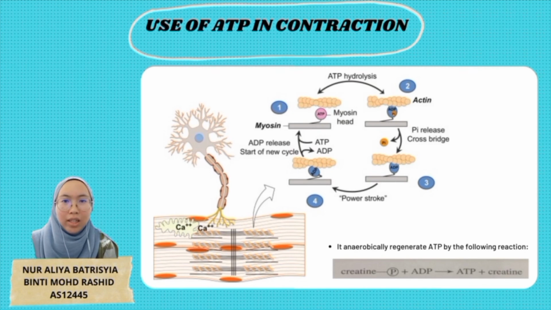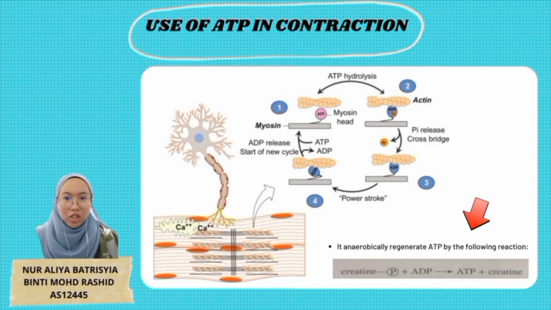For your information, cellular respiration does not immediately supply all the ATP needed, although muscle cells contain myoglobin, which is a molecule that stores oxygen. Muscle fibers rely on creatine phosphate. What is creatine phosphate? Well, creatine phosphate is a storage form of high-energy phosphate. Creatine phosphate cannot directly participate in muscle contraction. It anaerobically regenerates ATP by the following reaction.